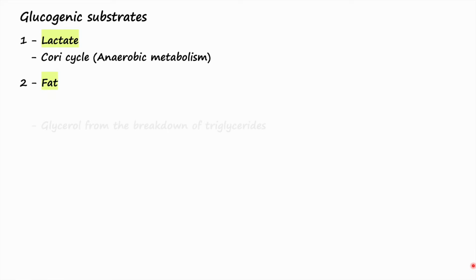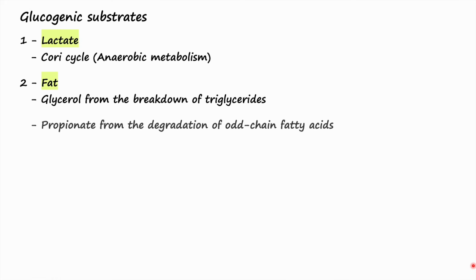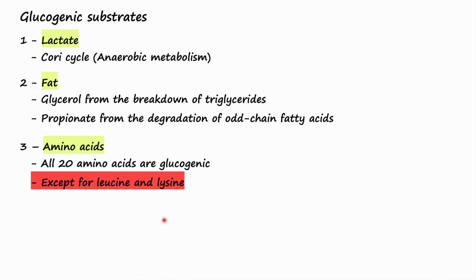Second is fat, which involves glycerol, which is synthesized from the breakdown of triglycerides, and propionate from the degradation of odd chain fatty acids. Third is amino acids, and mostly all 20 amino acids are gluconeogenic precursors except for 2, which are leucine and lysine, and we will see shortly why they are not the precursor for gluconeogenesis. And lastly, monosaccharides such as fructose and galactose.